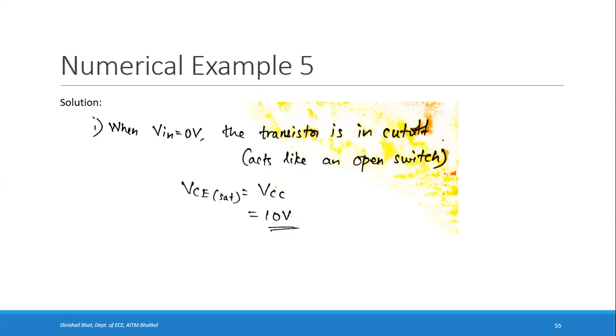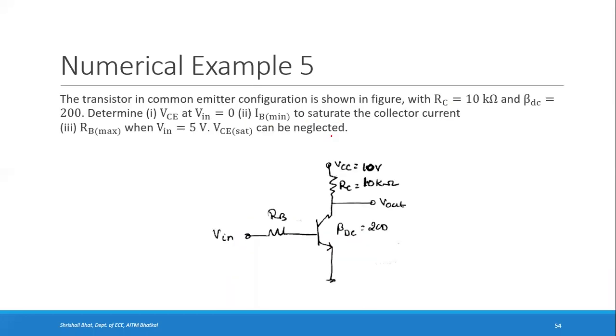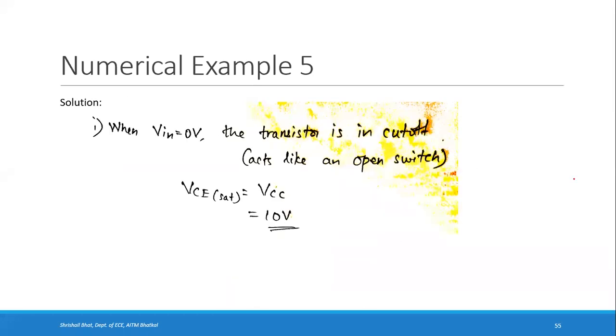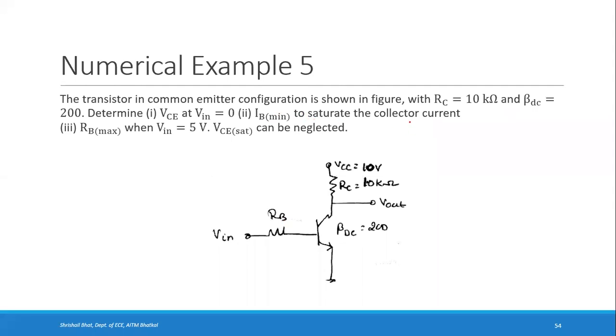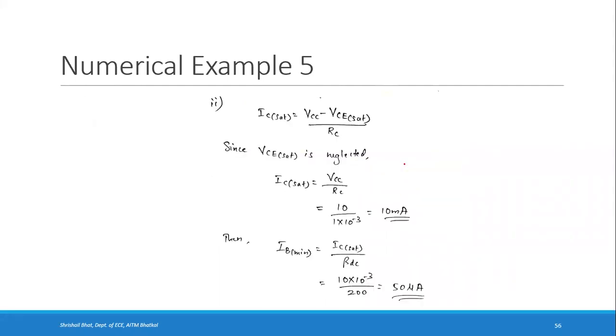So when Vin is 0 volts, it is in cutoff. Same thing, it acts as an open switch. So VCE cutoff is equal to VCC, that is equal to 10 volts. Then for IB min to saturate the collector current, the saturation collector current is IC sat, equal to VCC minus VCE sat divided by RC. If VCE sat is neglected, IC sat will be equal to VCC by RC. So if you substitute, you'll get 10 milliamps.